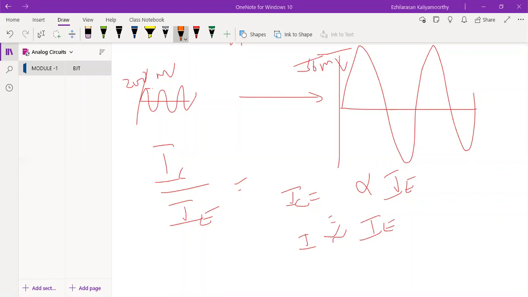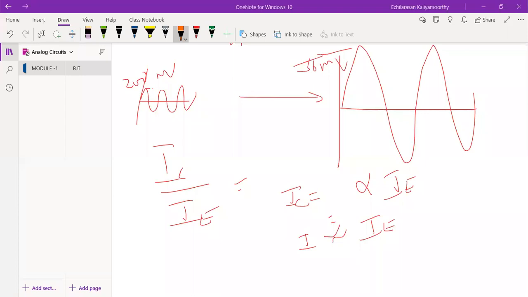So why do we actually need the bias? For example, if a signal of very small voltage is given to the input of the BJT, it cannot be amplified, because for a BJT to amplify a signal, two conditions must be met. So you have to be very careful here.